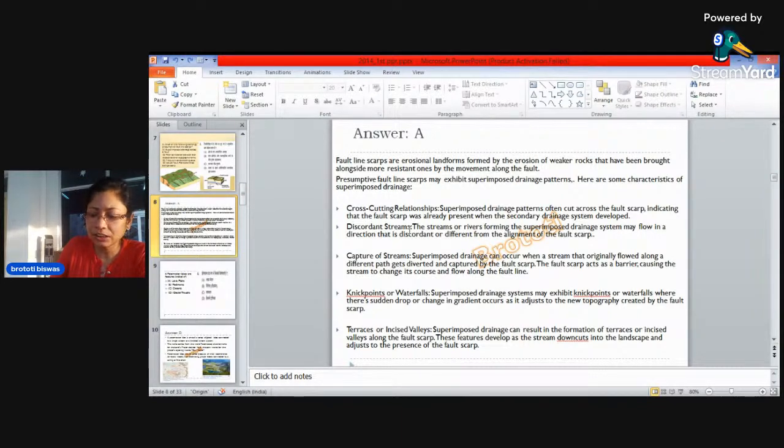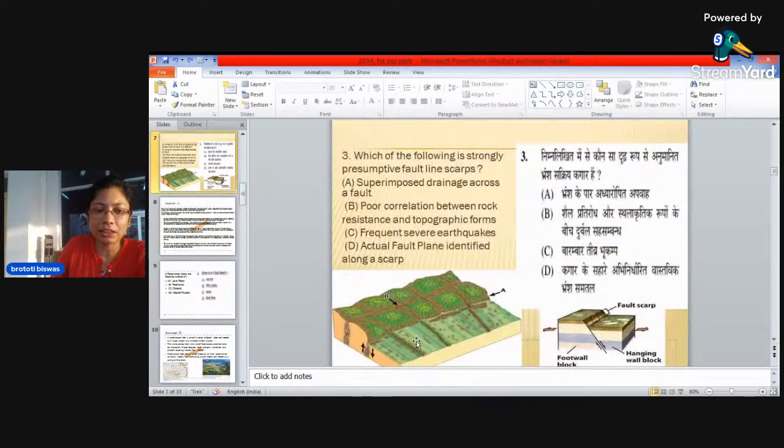You can go through the details. I won't go through the details right now. I'm just telling you the various characteristics that occur. Stream capture, discordant streams means that the streams which are flowing in a certain direction start flowing in the opposite direction. So these are the various characteristics which result due to superimposed drainage pattern, and this superimposed drainage pattern is a result of the fault line scarps.